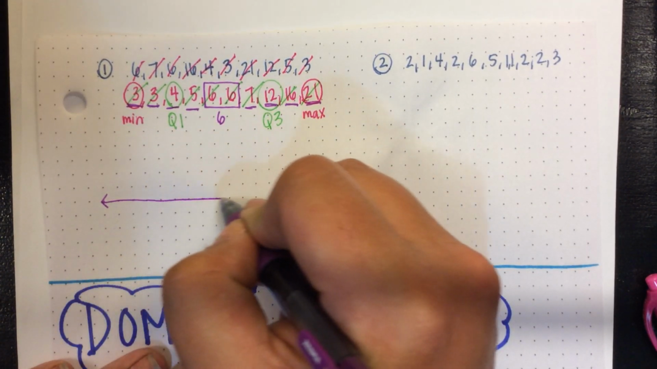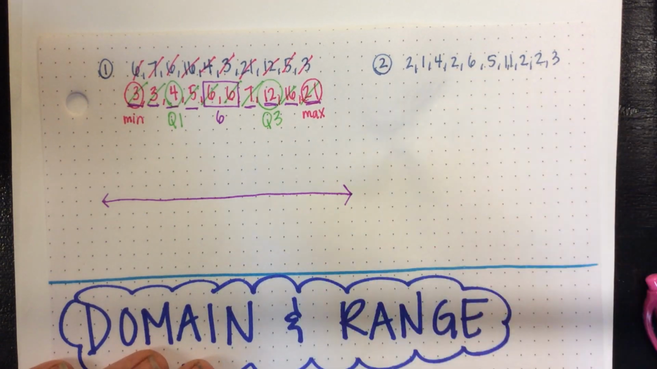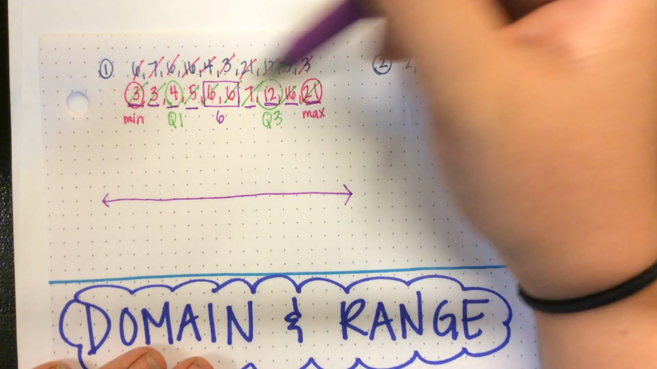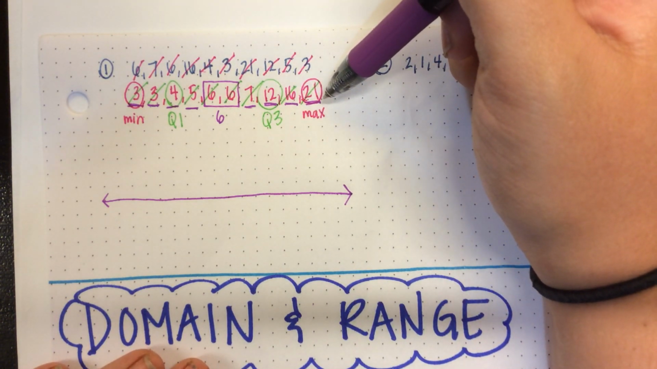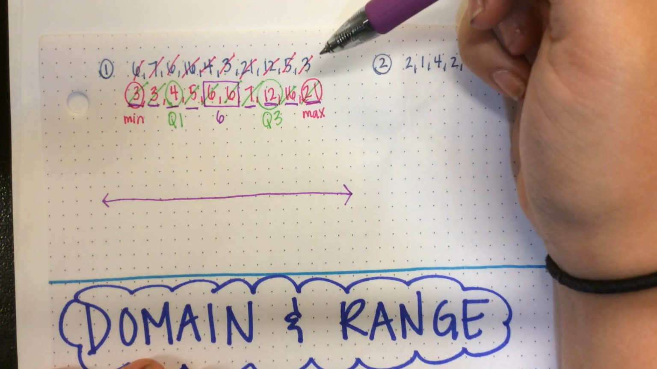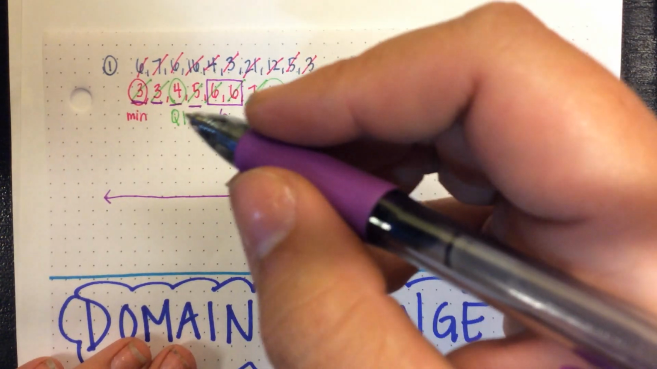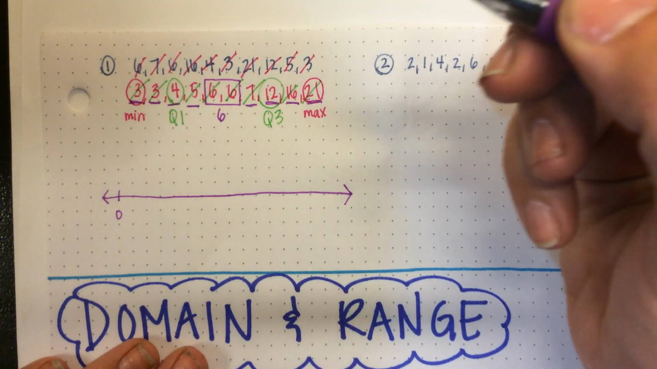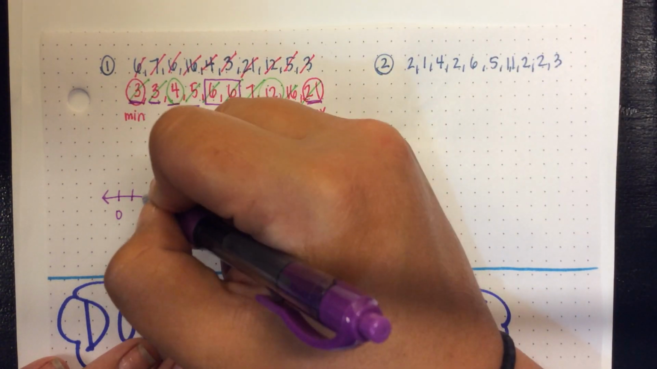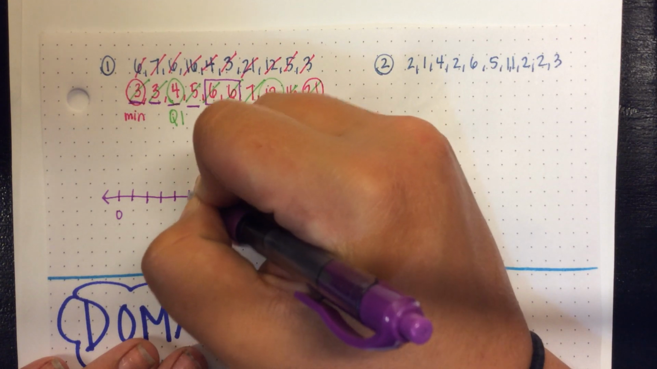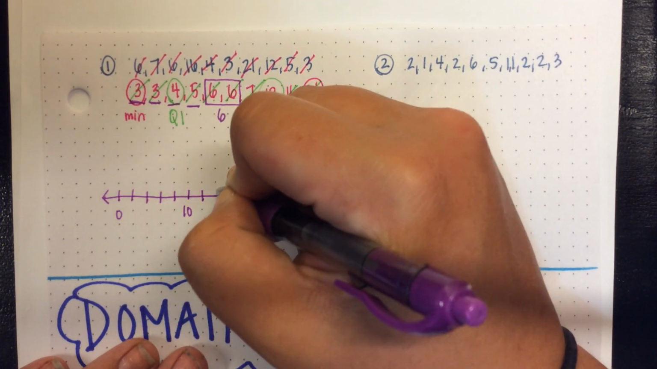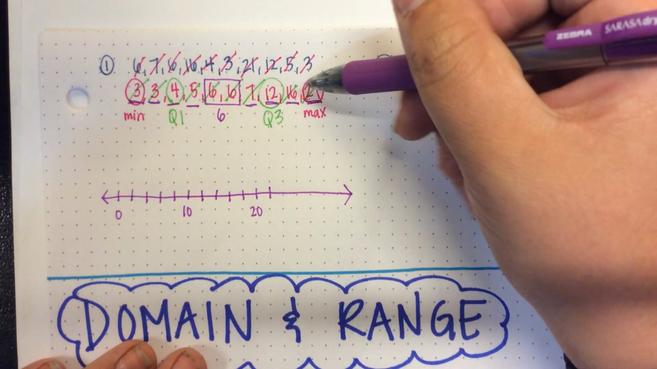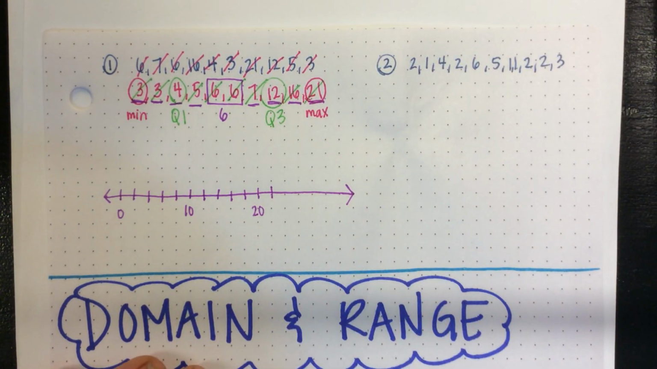Let's just draw a big one. Now I don't want to have to count from 3 to 21, my min to my max, because that's a lot of points on there. So I'm just going to go by 2s. We'll start at 0. It doesn't matter, but we'll say this is 0. And we'll go 2, 4, 6, 8, 10, 12, 14, 16, 18, 20. And then we've got to go to 22 because I've got to at least cover 21. So I made my number line a little long.